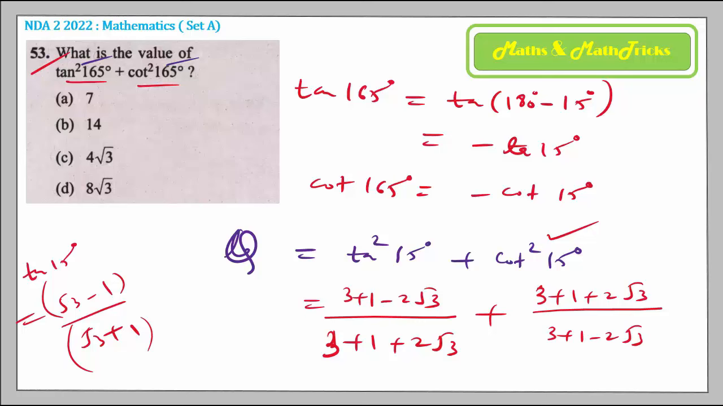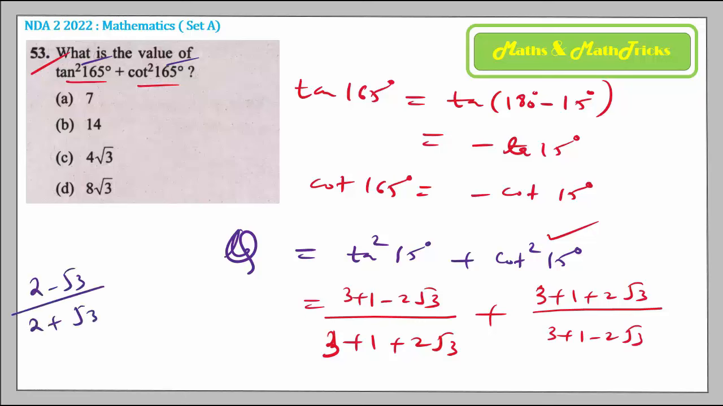So you can see the simplification part then, the numerators 3 plus 1 is 4, denominator also the same thing. So 2 is getting cancelled. So you have 2 minus root 3 upon 2 plus root 3. Same you have for the addition.